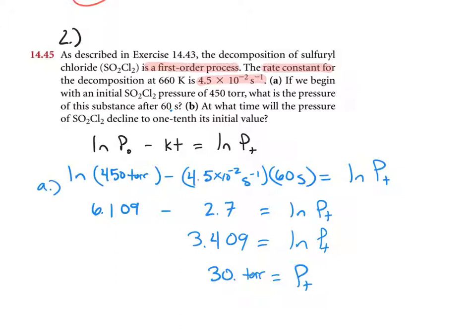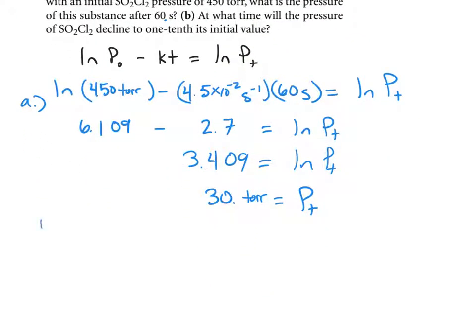Now let's tackle part B, shall we? Part B asks, at what time will the pressure decline to 1/10 of its initial value? So initially it's going to start at 450 torr. The k constant still remains 4.5 times 10 to the negative second. But this time we're solving for t. It says what is the time when the pressure is declined to 1/10 its initial value.